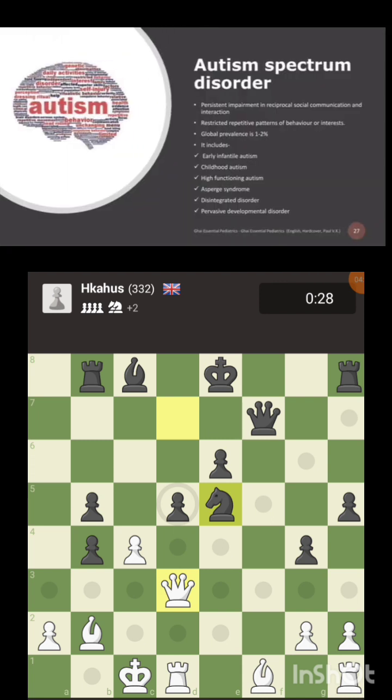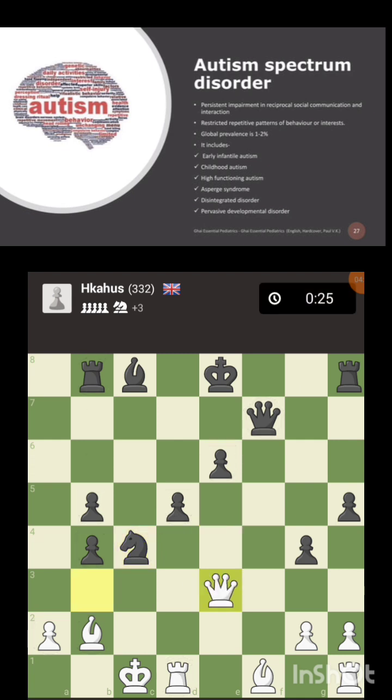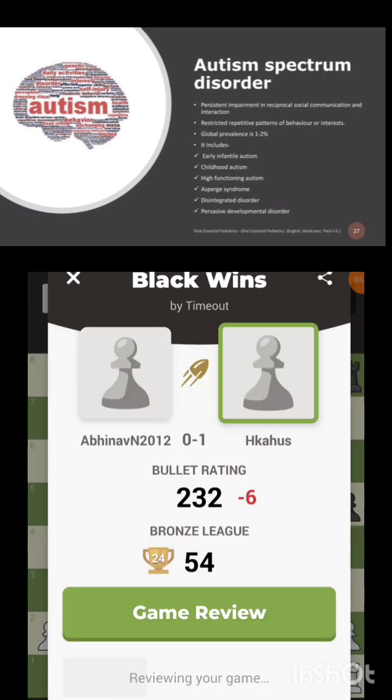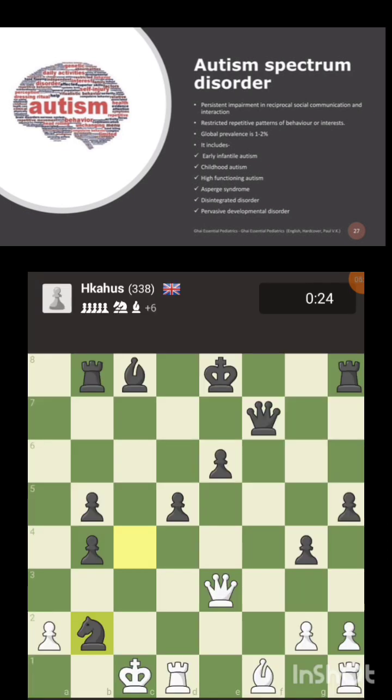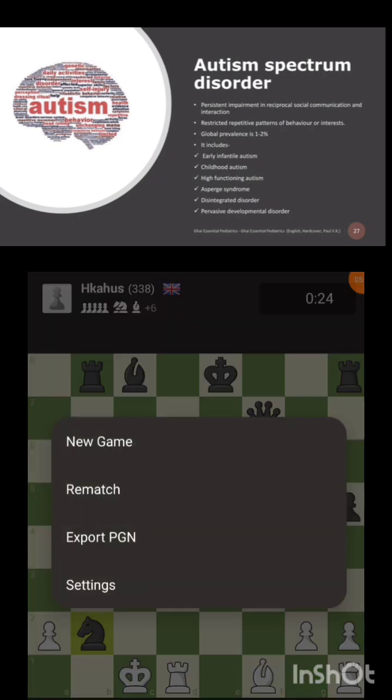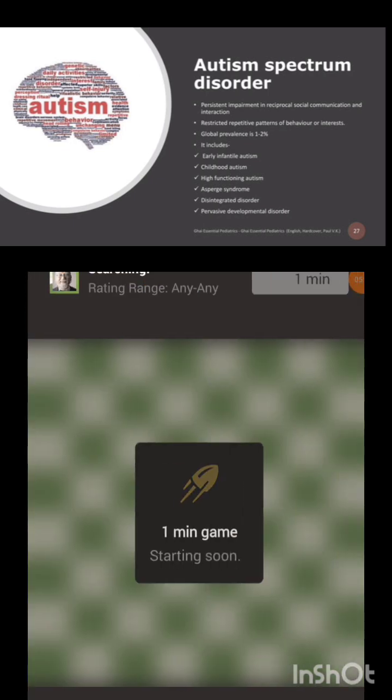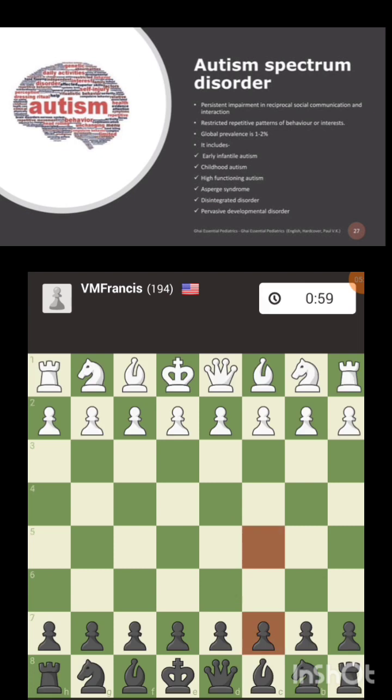So first let's talk about one of the commonest ones, autism spectrum disorder. There is a problem in the social domain of development. There are repetitive patterns of behavior or interest. Globally, it is present in 1 to 2%, and it includes early infantile autism, childhood autism, high functioning autism, Asperger syndrome, disintegrative disorder, and pervasive developmental disorder.